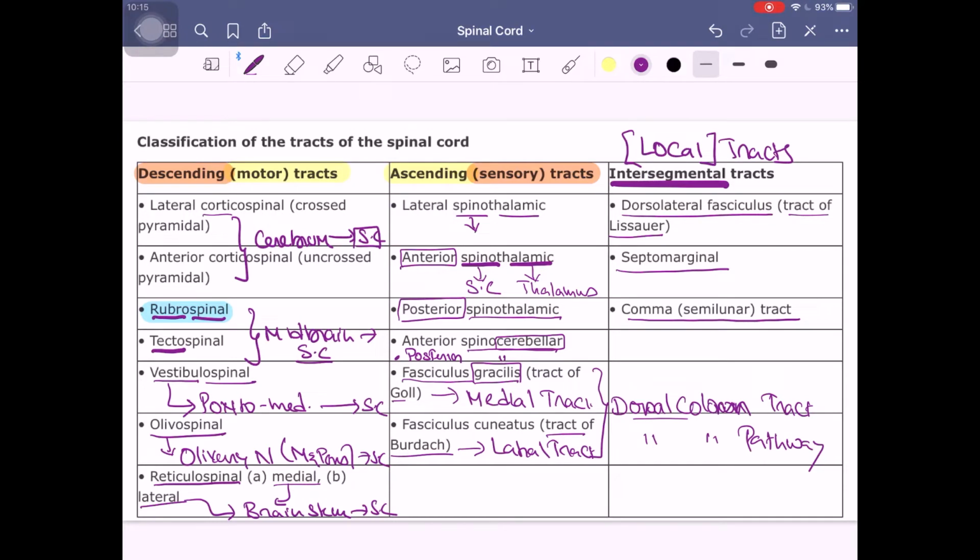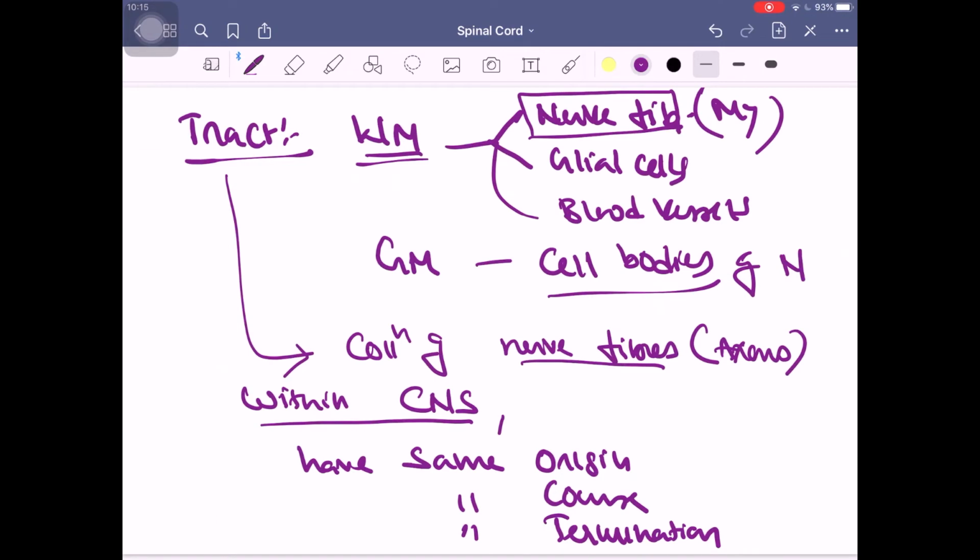And what are these local or intersegmental tracts? They run within the segments of the spinal cord. They will not go all the way to the brain, so they are very short, small tracts. In this topic, our plan will be, first we will start with the ascending tracts, then we'll go to the descending tracts, and then we'll only comment on the intersegmental tracts. So this will be your idea. Okay.